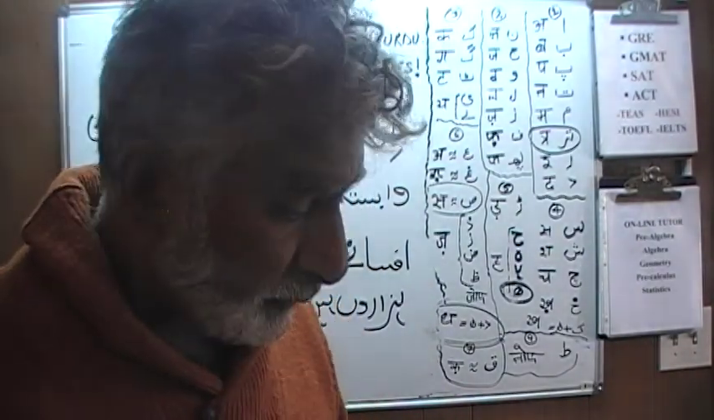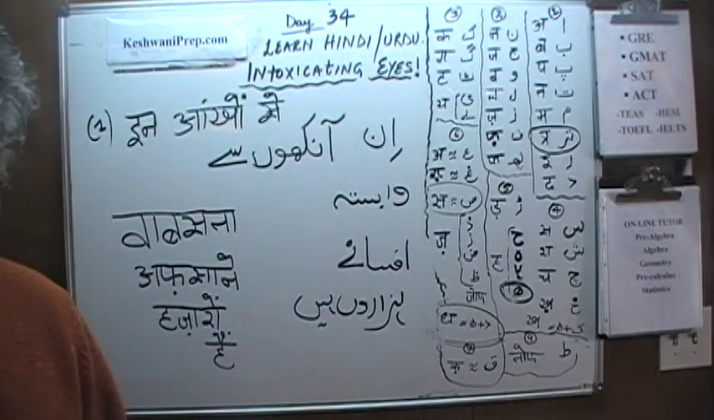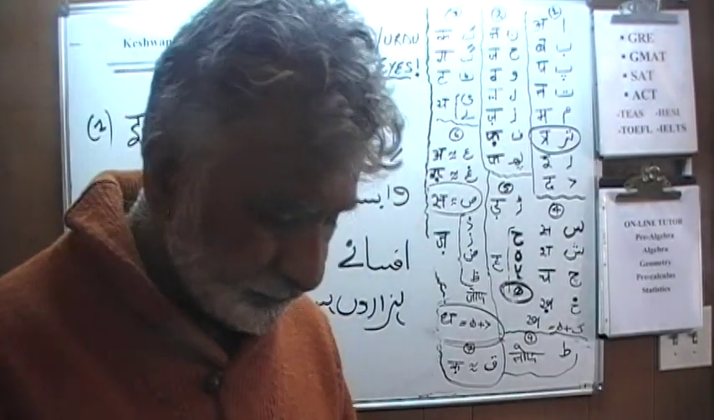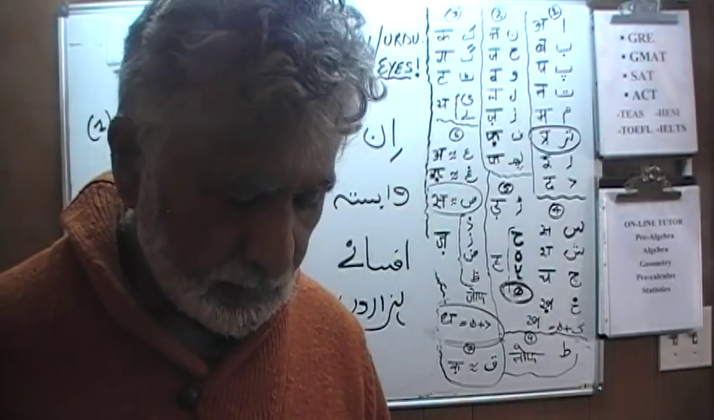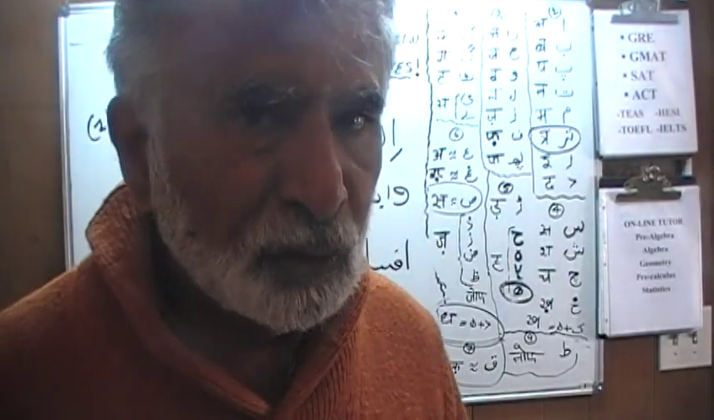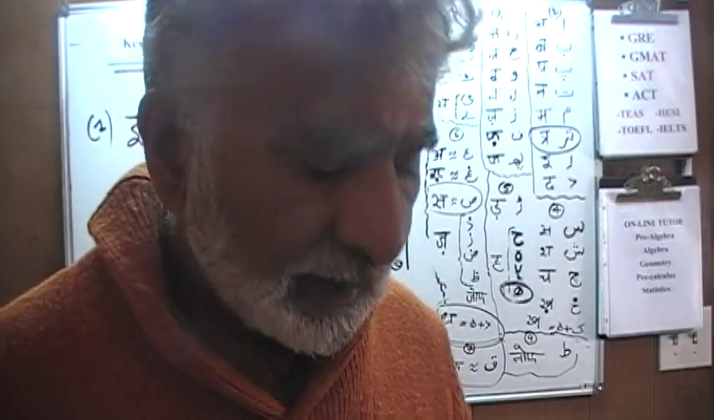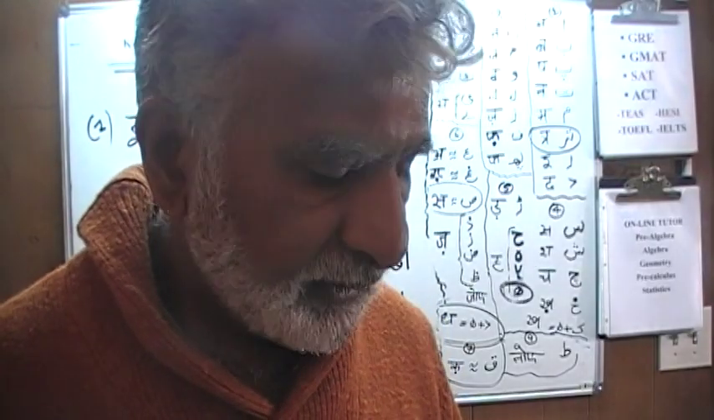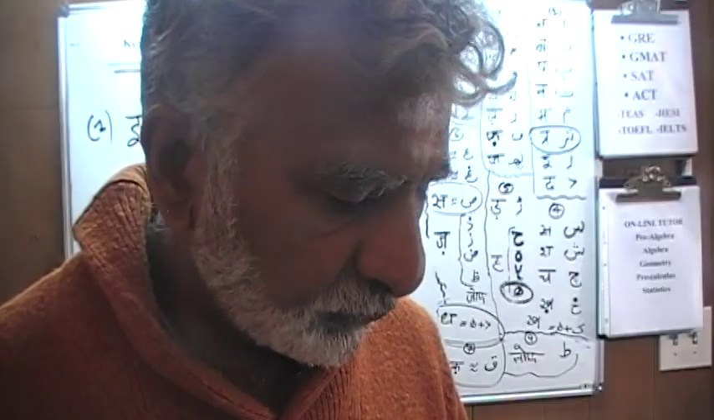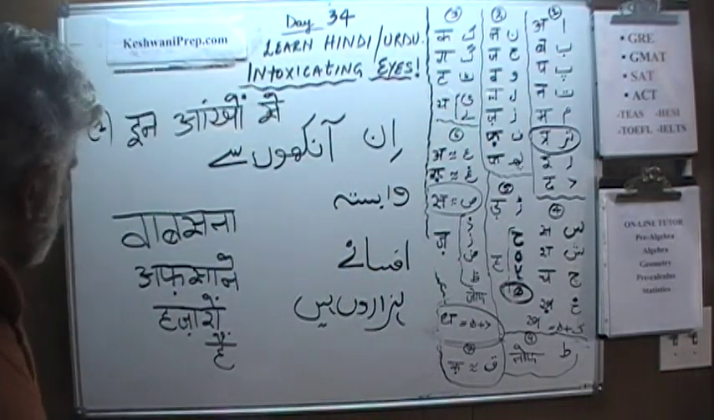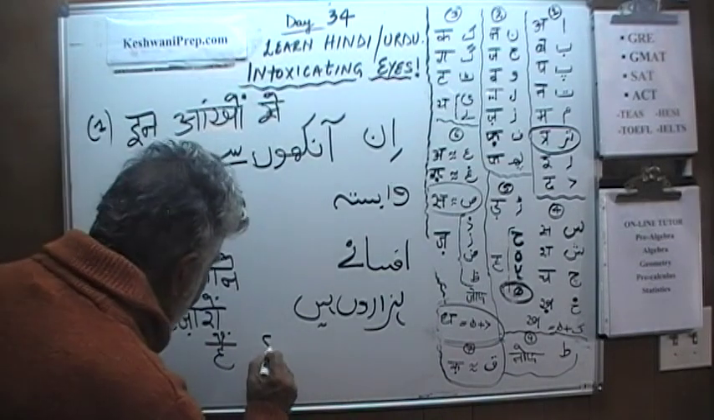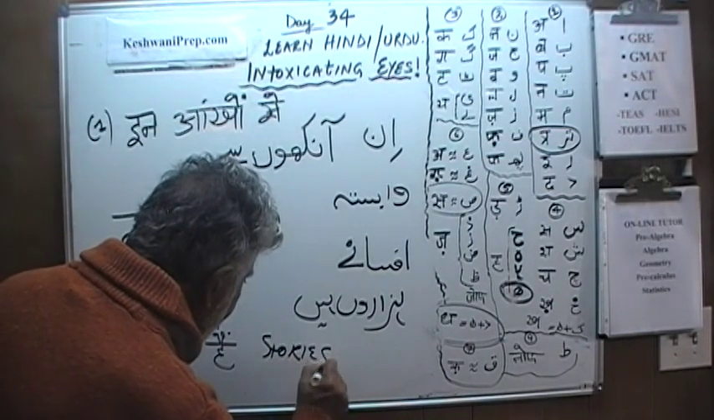अफसाने हजारों. Oh, I have never explained what wabasta means and what afsane means. Wabasta means related, connected, bound together. Wabasta means having to do it. I was about to start again my same thing about writing everything in English on the blackboard. It takes too long. What is afsane? Afsane is our stories, tales.